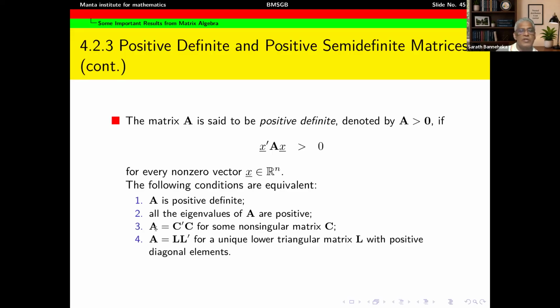We can also write A as C transpose C for some non-negative matrix C, and we can show this result again using the spectral decomposition. Also, this is a non-singular matrix, not the Cholesky one. In Cholesky's, L is a lower triangular matrix, but in this case C is not necessarily lower triangular, but we can show this result using the spectral decomposition. And A can also be written as LL dash for a unique lower triangular L. So that is coming from Cholesky's decomposition.